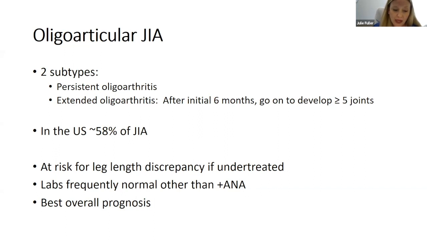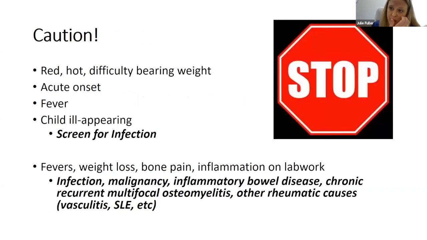However, oligoarthritis generally has the best overall prognosis, and many of these patients can be treated with just NSAIDs or steroid joint injections and actually have a long-term remission. So I added this slide as a caution because sometimes we get called by community doctors who have a patient they want seen urgently, but they're describing a hot red joint or difficulty weight bearing and very acute in onset.